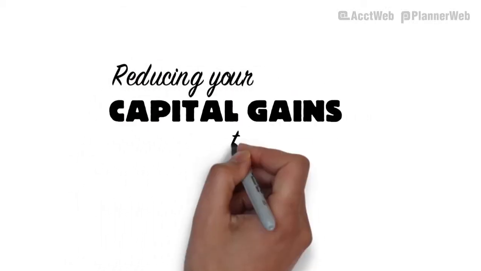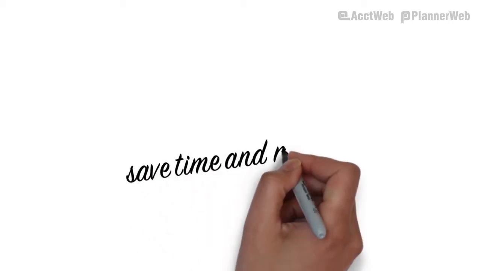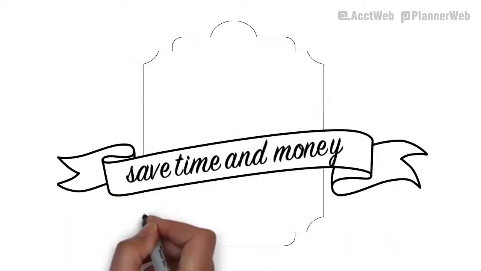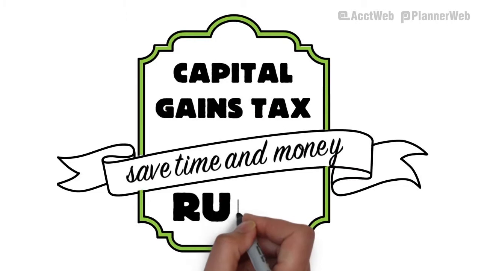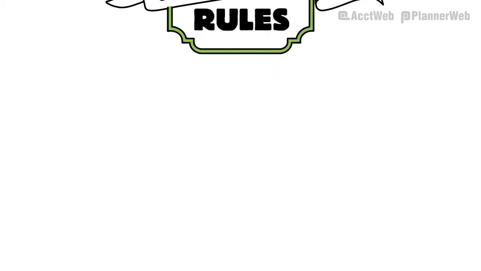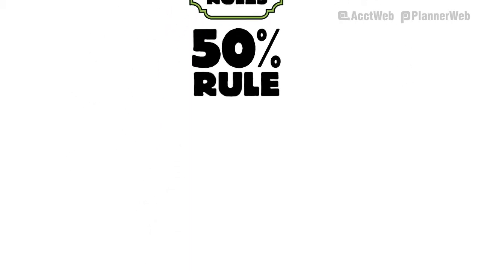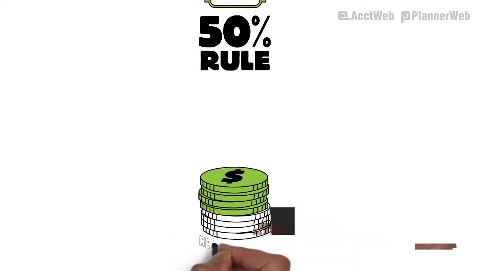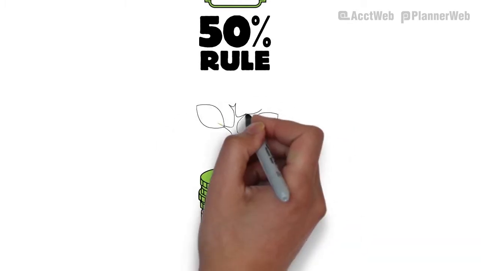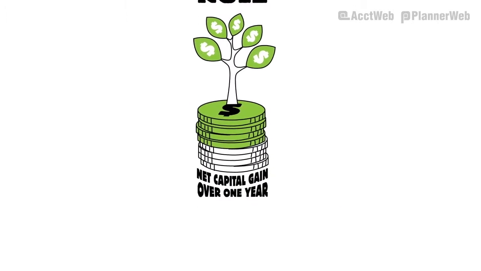Reducing your capital gains tax liability. You may be able to save time and money on your tax with a better understanding of the capital gains tax rules. It's widely known that under the 50% rule, investors only need to include half the net capital gain on those investments held for more than a year in their assessable income.